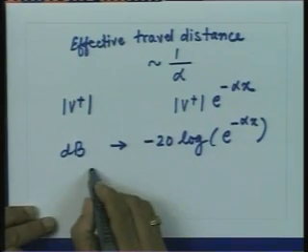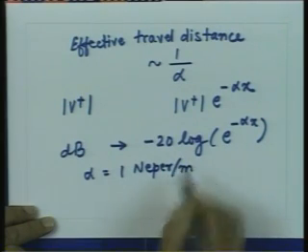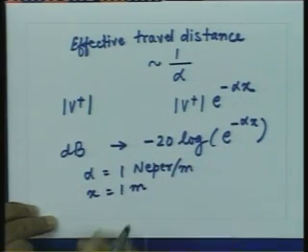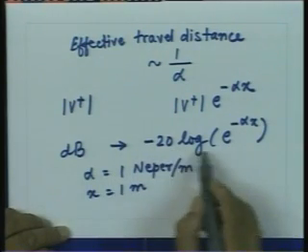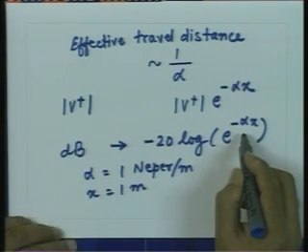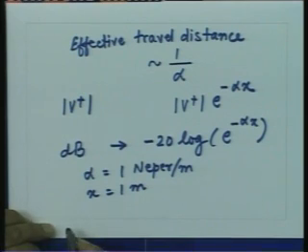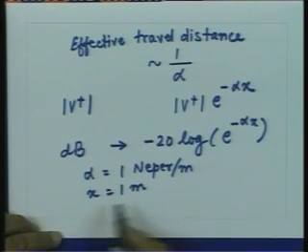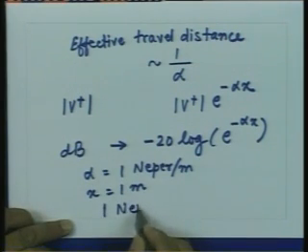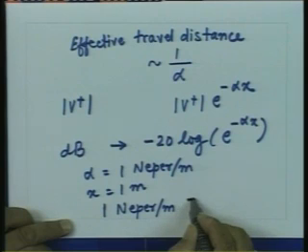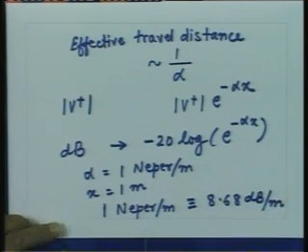If I take alpha equal to 1 Neper per meter, and x equal to 1 meter, this quantity will become e to the power minus 1. So, the dB value will be minus 20 log of e to the power minus 1, which will be 8.68 dB. So, that means we now have an important relationship for alpha in two units, one in Nepers per meter and the other in dBs per meter. So, we have 1 Neper per meter equal to 8.68 dB per meter.